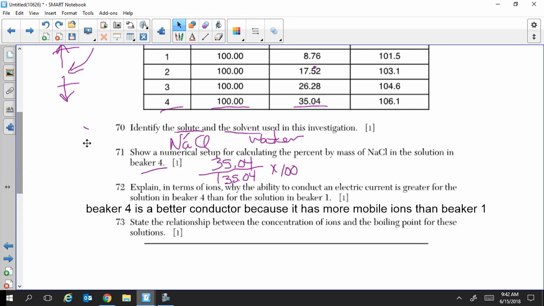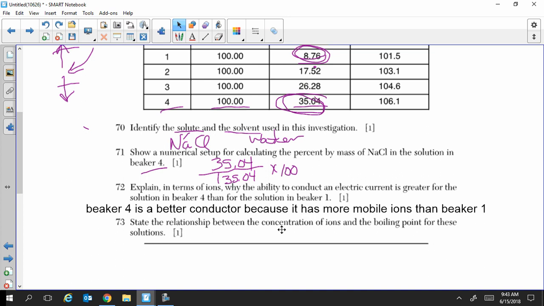All right, next one. Explain in terms of ions why the ability to conduct an electrical current is greater for the solution in beaker 4 than for beaker 1. All right, sorry, I already ran this video once. I was having some trouble with it, so it looks like I didn't delete this. So the answer is beaker 4 is going to be better at conducting electricity than beaker 1 because it's got more ions. This has 8.76 grams, and this has 35.04 grams. So more ions means more charged particles, and those charged particles are what make it conduct electricity.